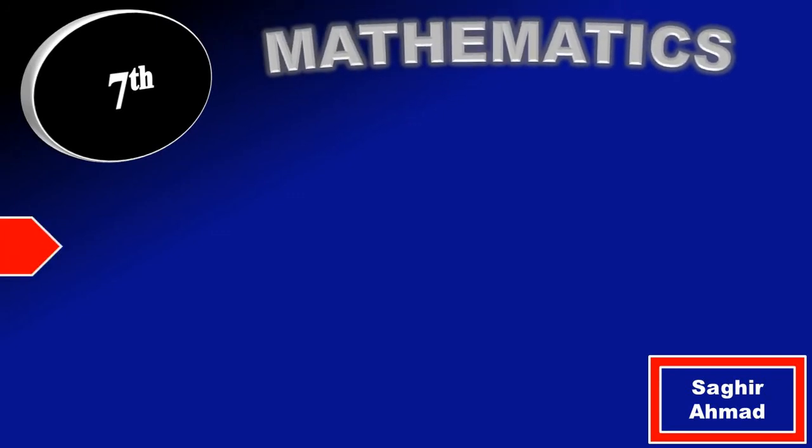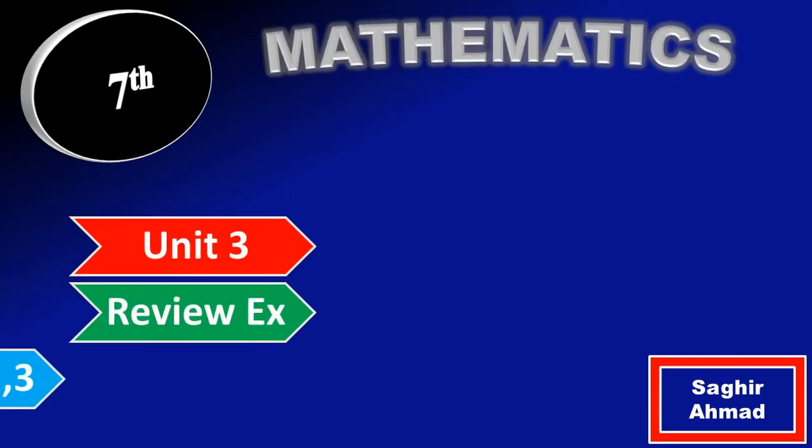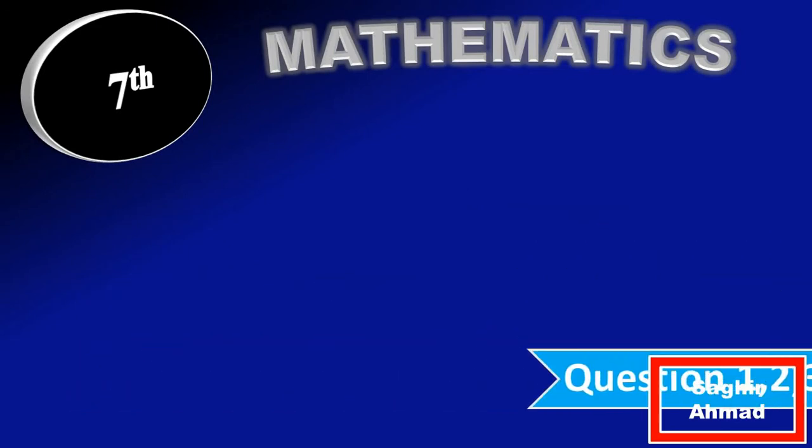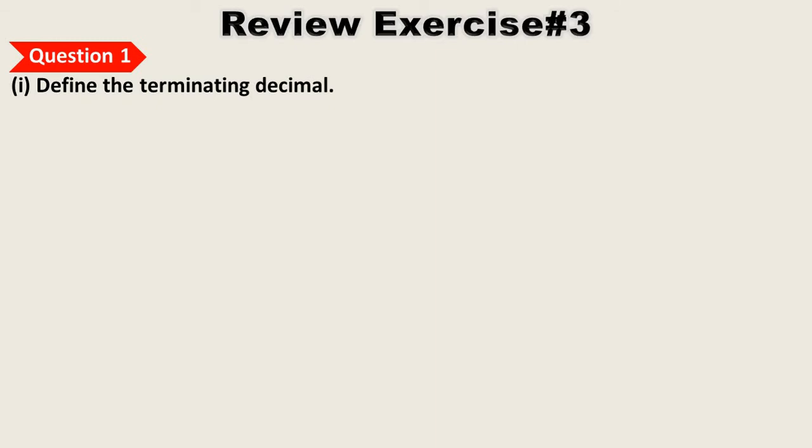And one thing, you must write all these questions on your classwork notebook. Okay. Today we are discussing unit number 3 review exercise, and today we solve its 3 questions. First of all, we solve question number 1 of review exercise 3. In question number 1, we have to answer the following questions. Part number 1 is define the terminating decimals.